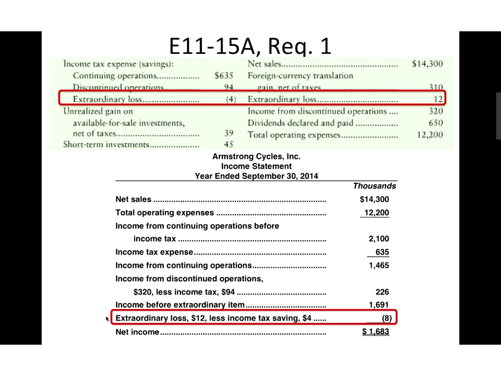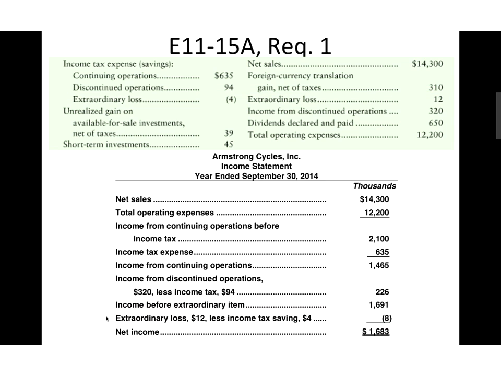This is the one item that we do put parentheses around. The reason we put parentheses around it is because it's a loss. If you see the word loss, it has to have parentheses around it, because that line could be a gain. We could have an extraordinary gain and then it would be added in. But losses need to have parentheses. That's why this one has parentheses around it. And then we end up with our net income for the period.